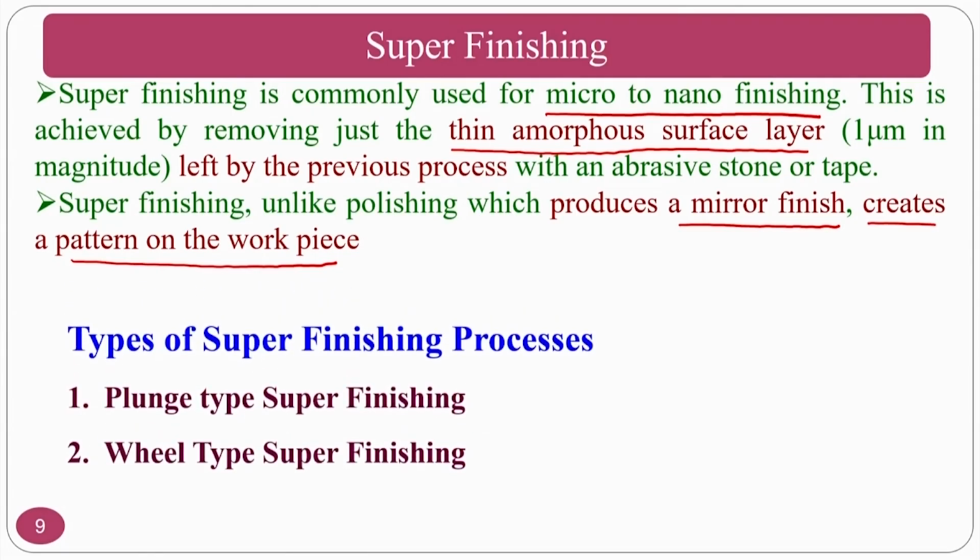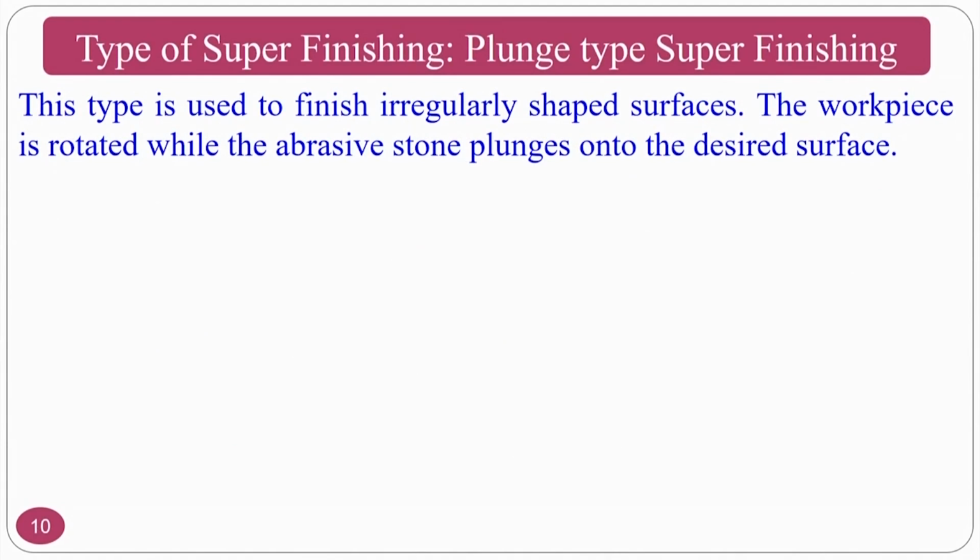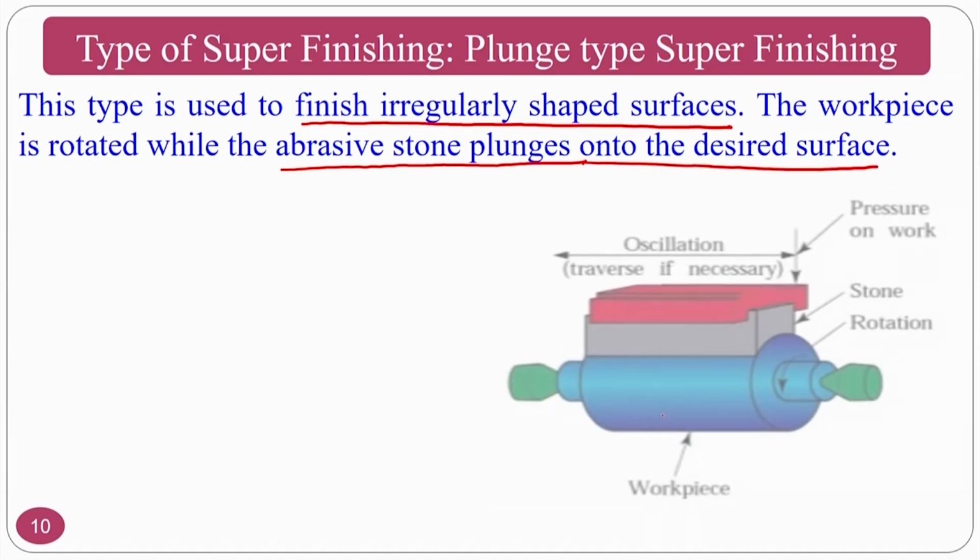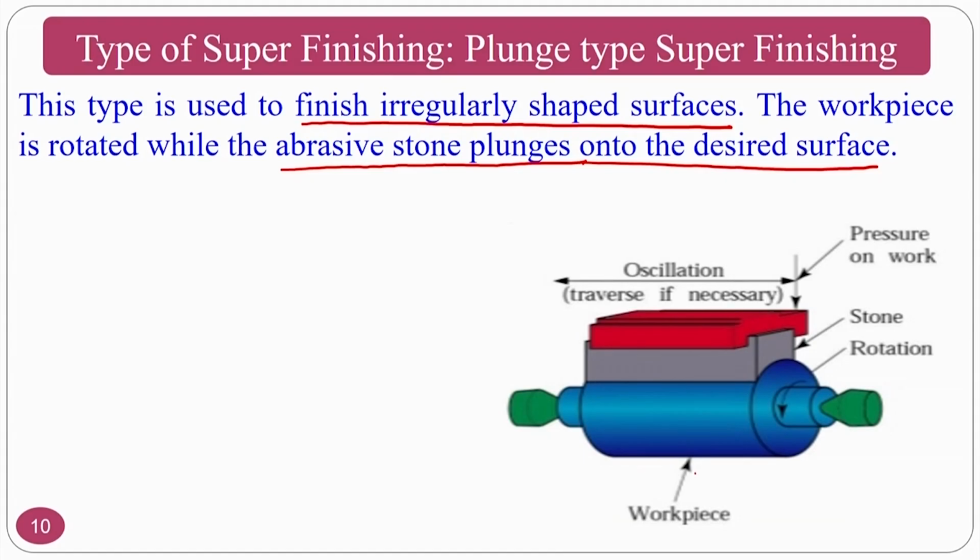Types of super finishing processes: there are two types. One is the plunge type of super finishing, another is the wheel type of super finishing. The plunge type is normally used to finish irregular shaped surfaces. The workpiece is rotated while the abrasive stone plunges into the desired surface, that means the workpiece surface. If you see here in the picture, this is the workpiece which is rotated, and this is the abrasive stone which is plunging on the surface.